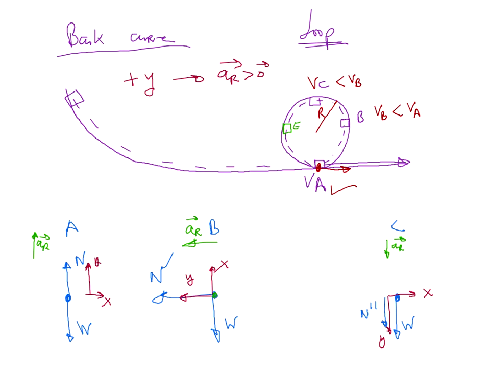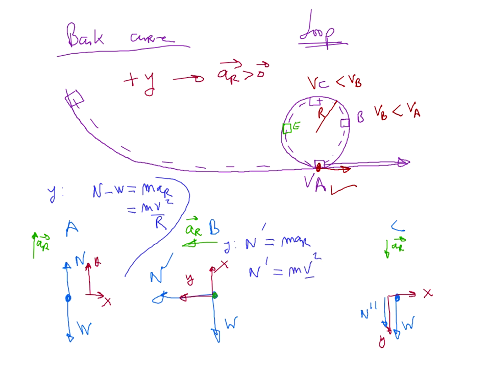The advantage of this is that now, as I apply Newton's law, N minus W will be equal to, in the y direction, m AR, which is m v squared over r. For B, it will be N prime is equal to m AR. So only N prime is present here. Therefore, v squared over r. This is VB, while this is VA.